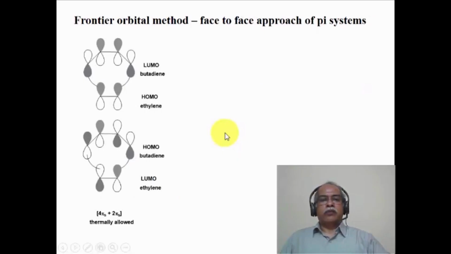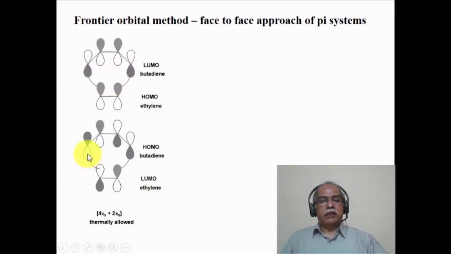Now what happens in a 4 pi 2 pi cycloaddition reaction? This is the HOMO of ethylene and LUMO of butadiene, or you can take the HOMO of butadiene and LUMO of ethylene. It doesn't matter in this particular case. Both these overlaps are isoenergetic in nature. We'll see it in a few minutes. And this is a thermally allowed process. You can see here suprafacial with respect to the diene because this lobe and this lobe are interacting. Suprafacial with respect to the dienophile also because the same side lobes are interacting with the butadiene unit.